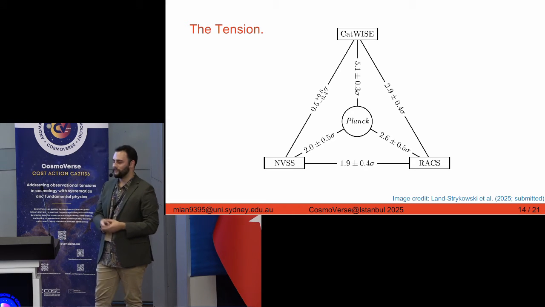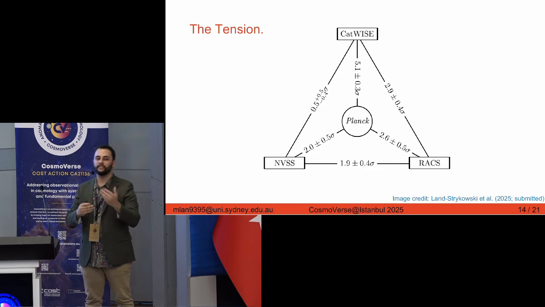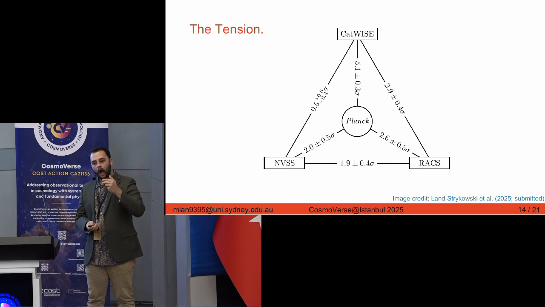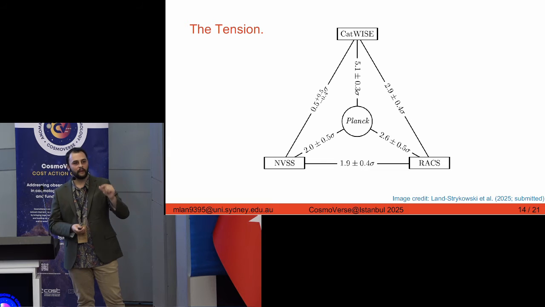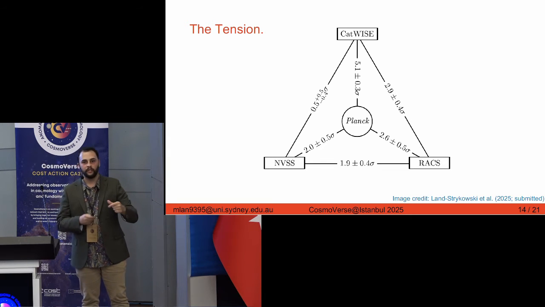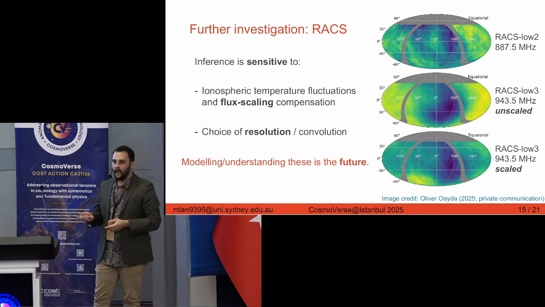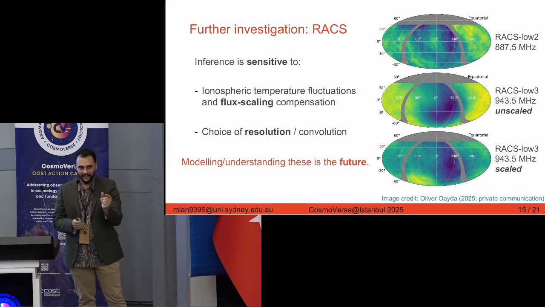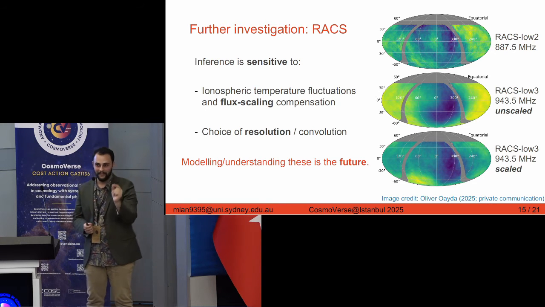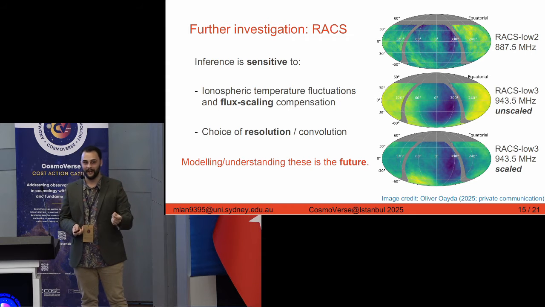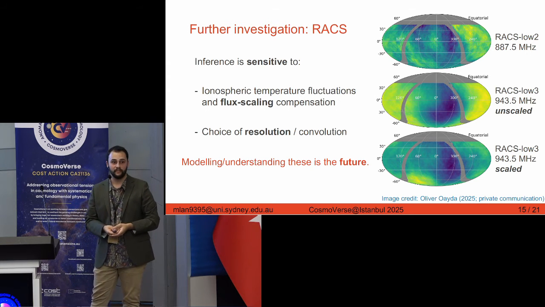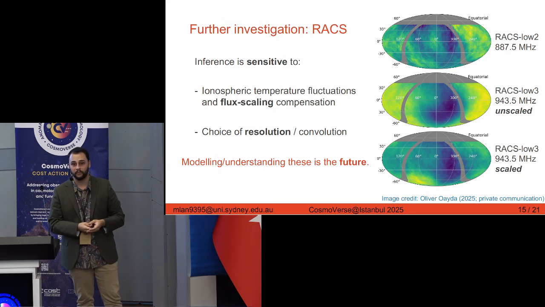RACS, however, is a different story. It appears to be in moderate tension with all of the other surveys. This suggests that there might be some unknown, subtle systematic effect in the catalogue itself or the underlying observational data. And the reason I say subtle is because RACS is fine, but we're trying to test, remember, a 0.1% modulation across the sky. So any small deviation, for example, from ionospheric temperature fluctuations and the inherent flux scaling that we do to compensate, can cause the dipole to be different.